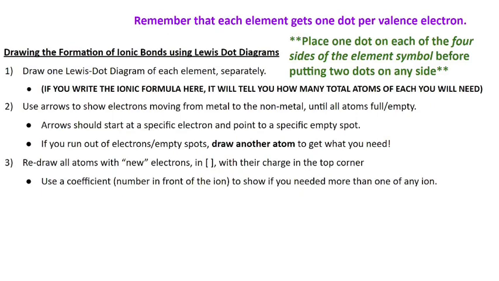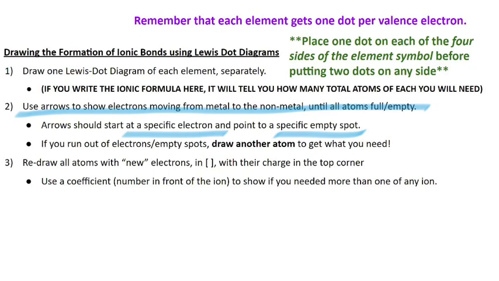And then your second step is going to be to use arrows to move those electrons, because they aren't going to stay in one place as this reaction happens and our compound gets formed. And so it's really important that they start at a specific electron and they go to a specific empty spot. That's the whole idea here: there are some atoms that want to get rid of their electrons, and there are some atoms that want to get more electrons and fill in some of the empty spots in their Lewis dot diagram. So we need to specifically show which electron is going into which empty spot.